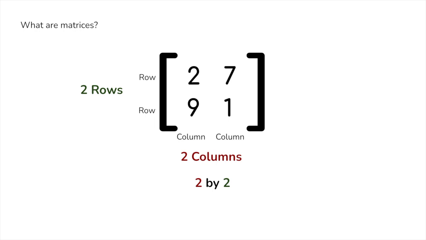For example, let's look at this matrix. We can see here that it has 2 rows and 2 columns. So we refer to this matrix as a 2 by 2 matrix. Now that we understand what matrices are, let's begin with learning how to add and subtract them.